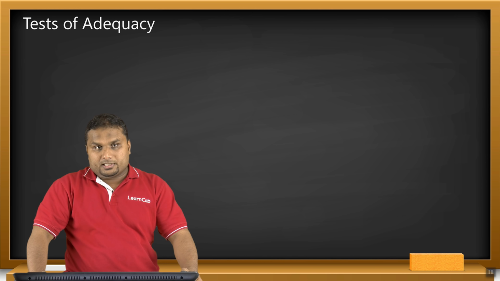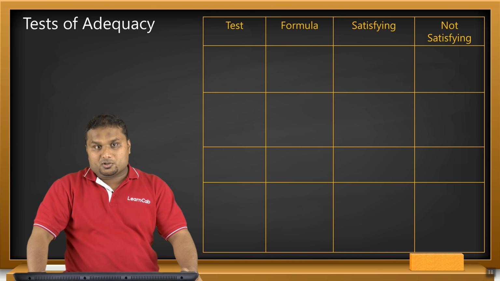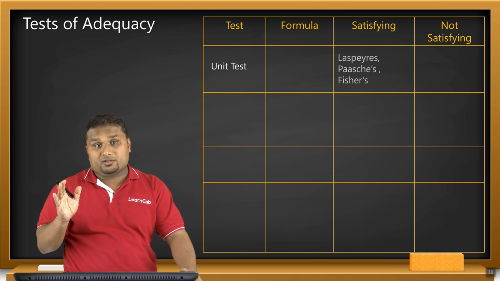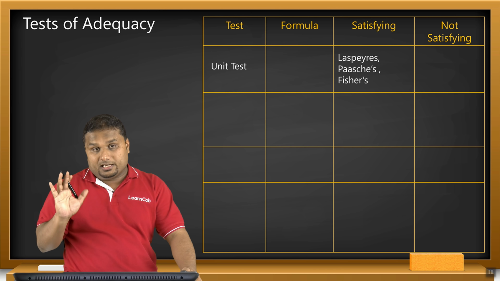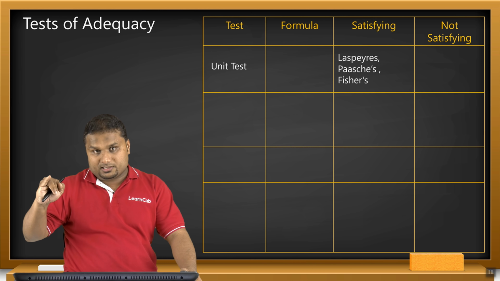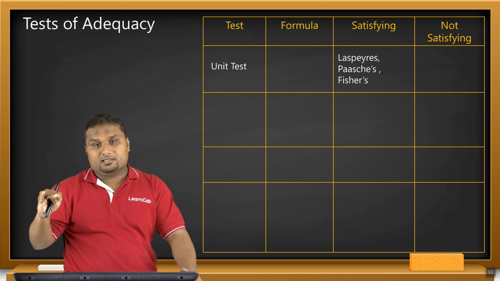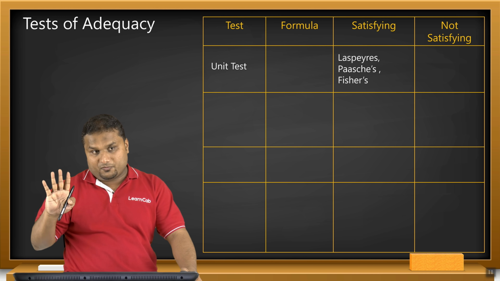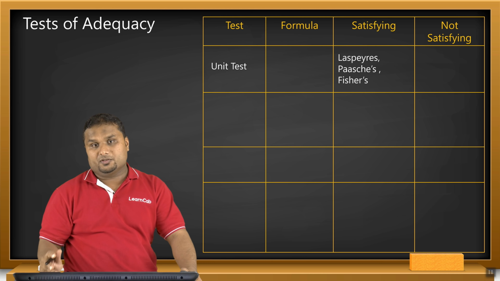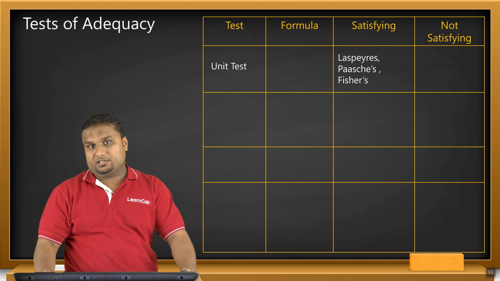Next, I am giving you some questions from the chapter called index number. From the chapter called index number, there are some tests of adequacy. The first question in your exam is, how many tests of adequacy are there? There are unit test, time reversal test, factor reversal test, circular test. There are 4 tests of adequacy. This is the first question which they are going to ask from the word tests of adequacy.